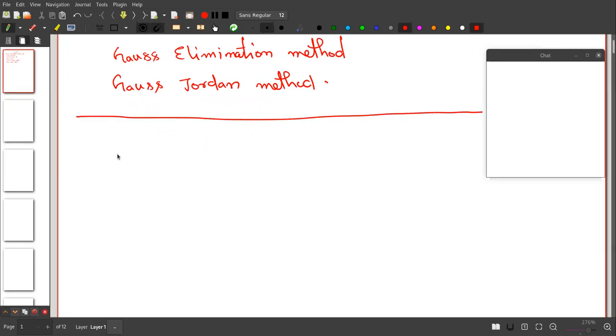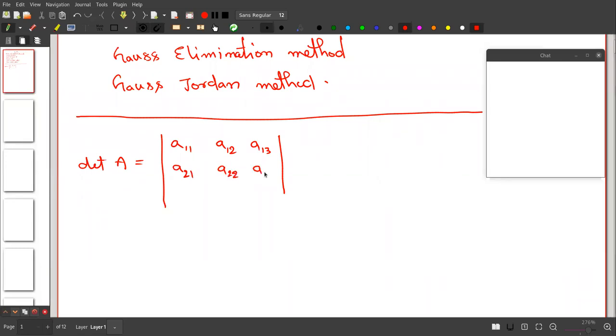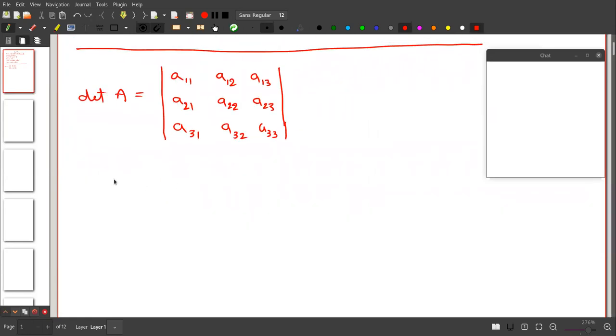Say we are writing a matrix A whose determinant I am writing in the general form. So it was A11, A12, A13. The first index shows the row number, the second index shows the column number. So A21, A22, A23, A31, A32, A33.